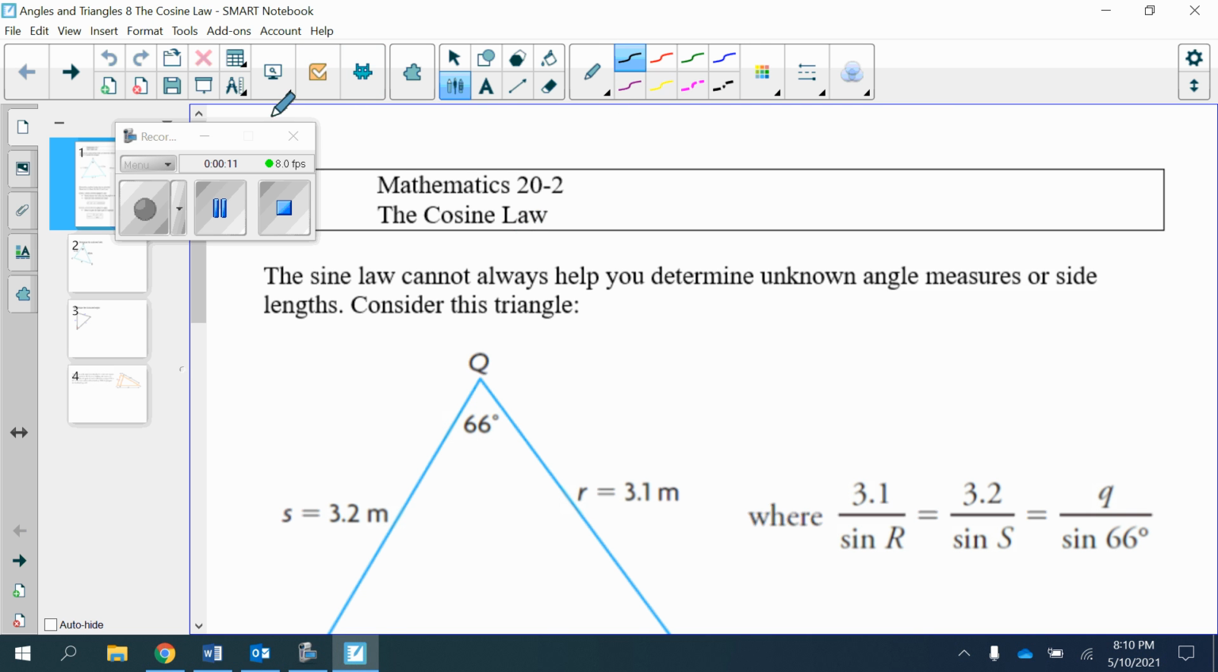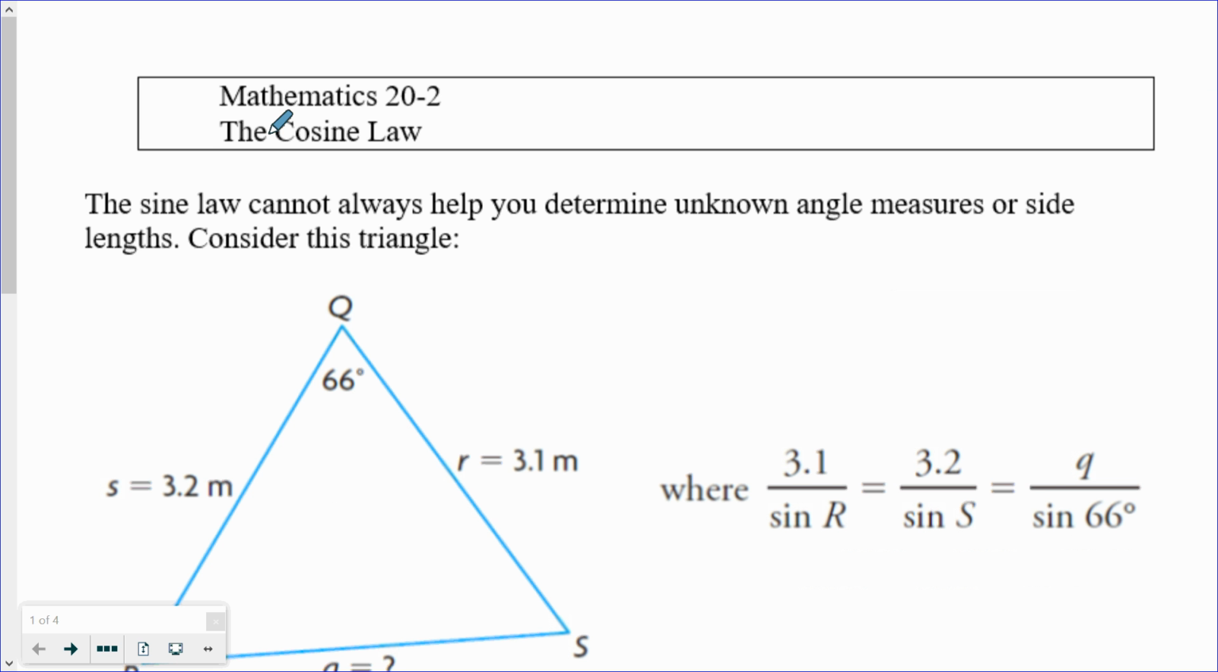This is lesson 8 of angles and triangles, the cosine law. The last two lessons were related to the sine law, first our derivation of it so that we could use it, and now we're going to use the cosine law. It says the sine law cannot always help you to determine an unknown angle or an unknown side length. So let's give us a triangle here.